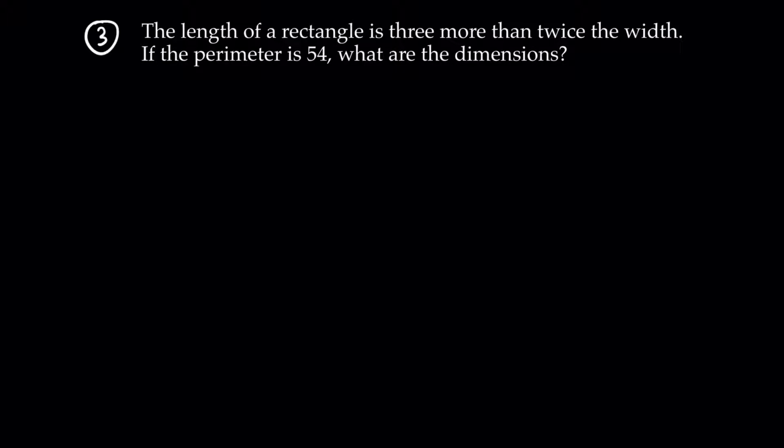All right, number 3. The length of a rectangle is 3 more than twice the width. If the perimeter is 54, what are the dimensions?